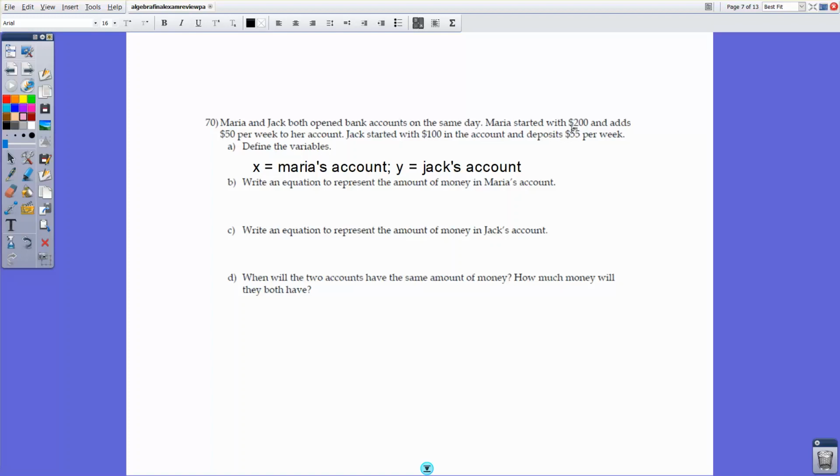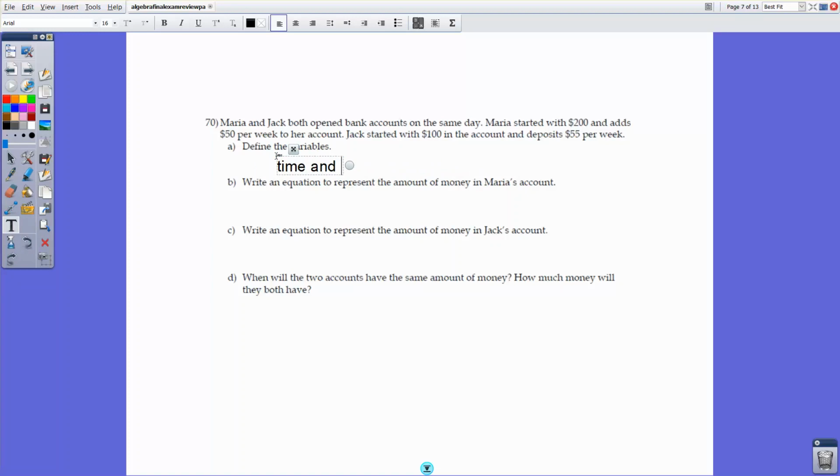Let me just make sure here. Starts 200, adds 50 per week to her account. Okay, so actually the number of Maria and Jack account same days. Money in the account, I'm trying to think of the best way to define the variables because we actually don't know the time.